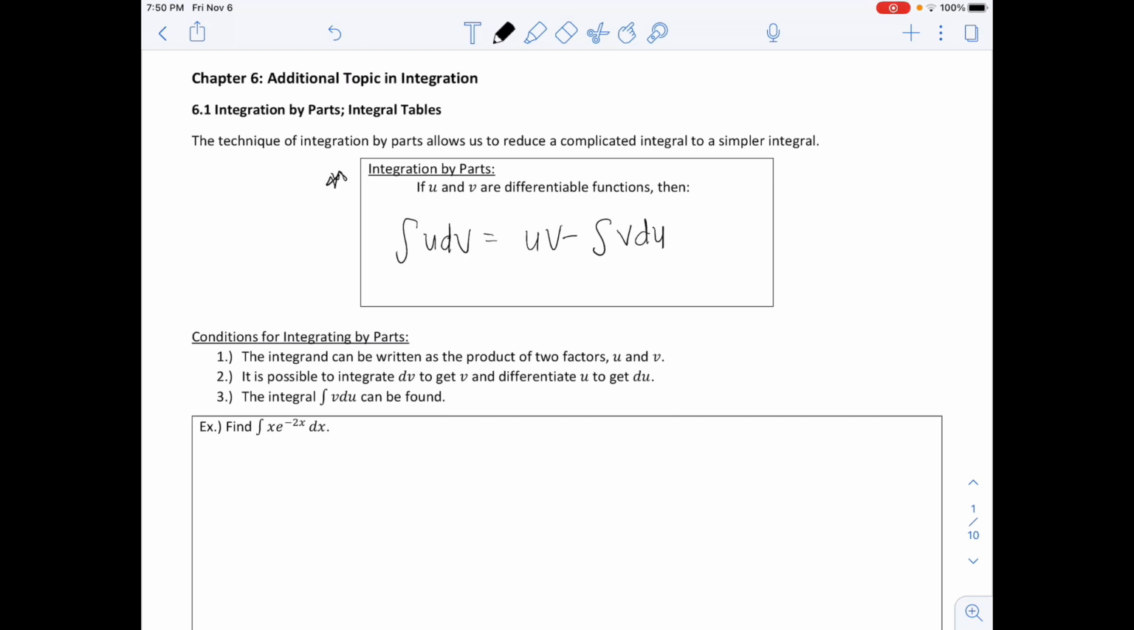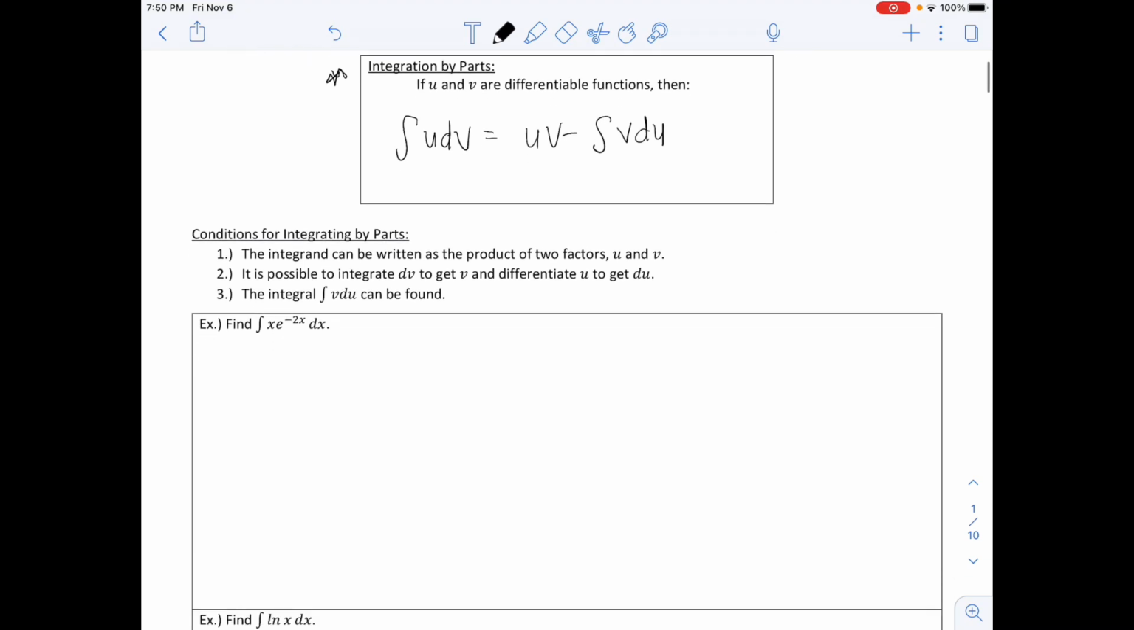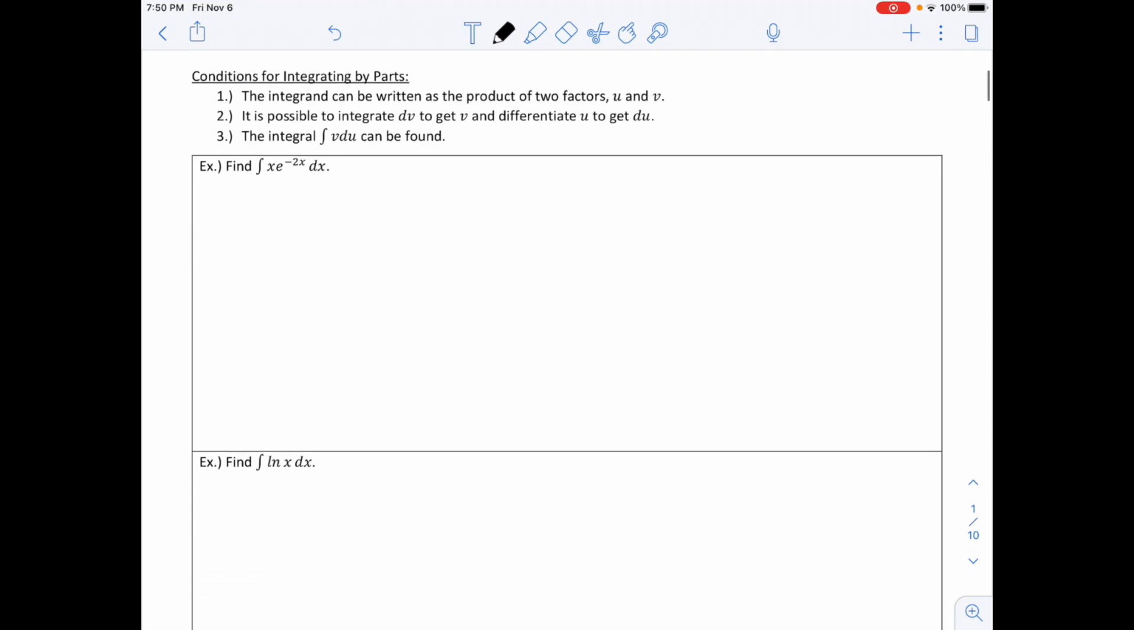If you notice, we have u times dv, and so what we're going to do is separate this, find out what u is, find out what dv is, and then take the derivative of u to arrive at du, which we need in our formula, and then integrate dv with respect to v to arrive at v. So we have some conditions for integration by parts.